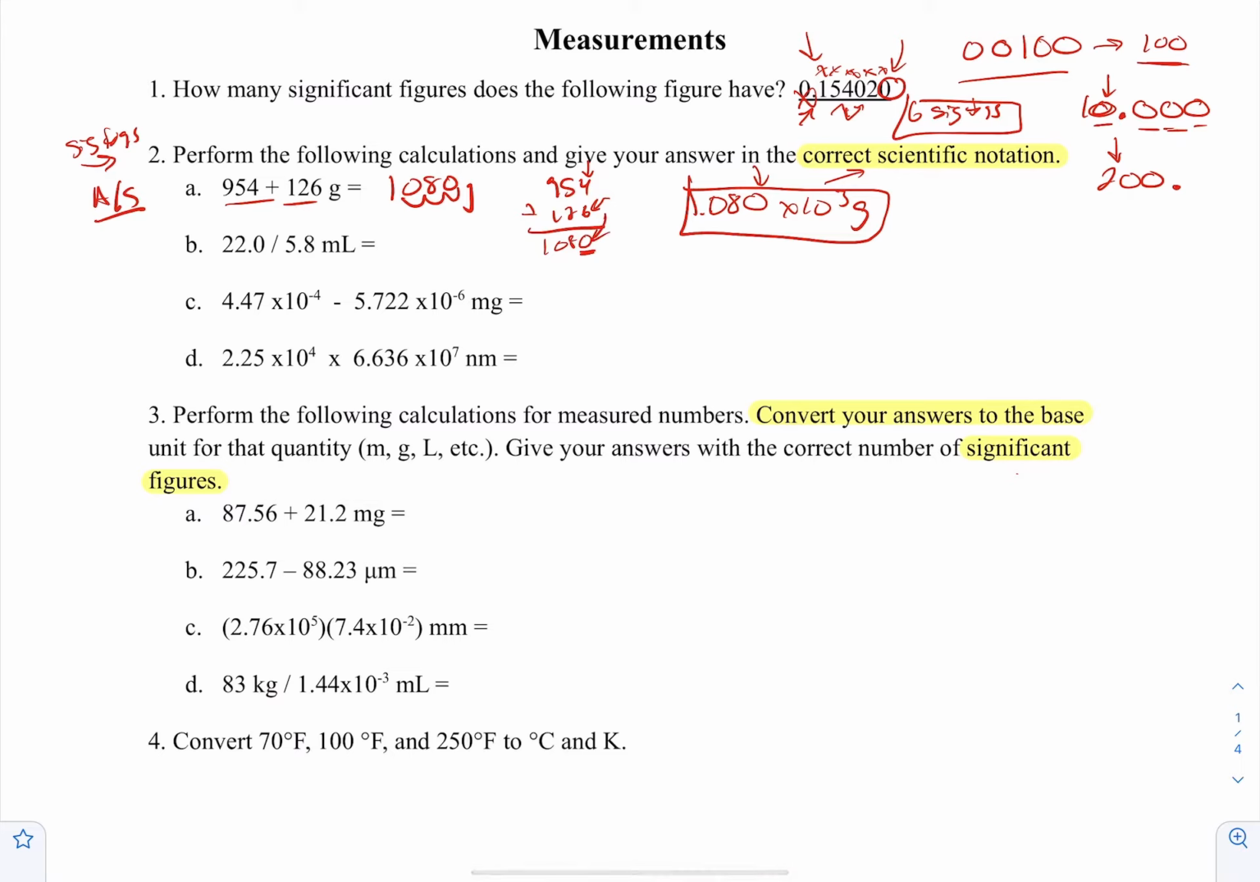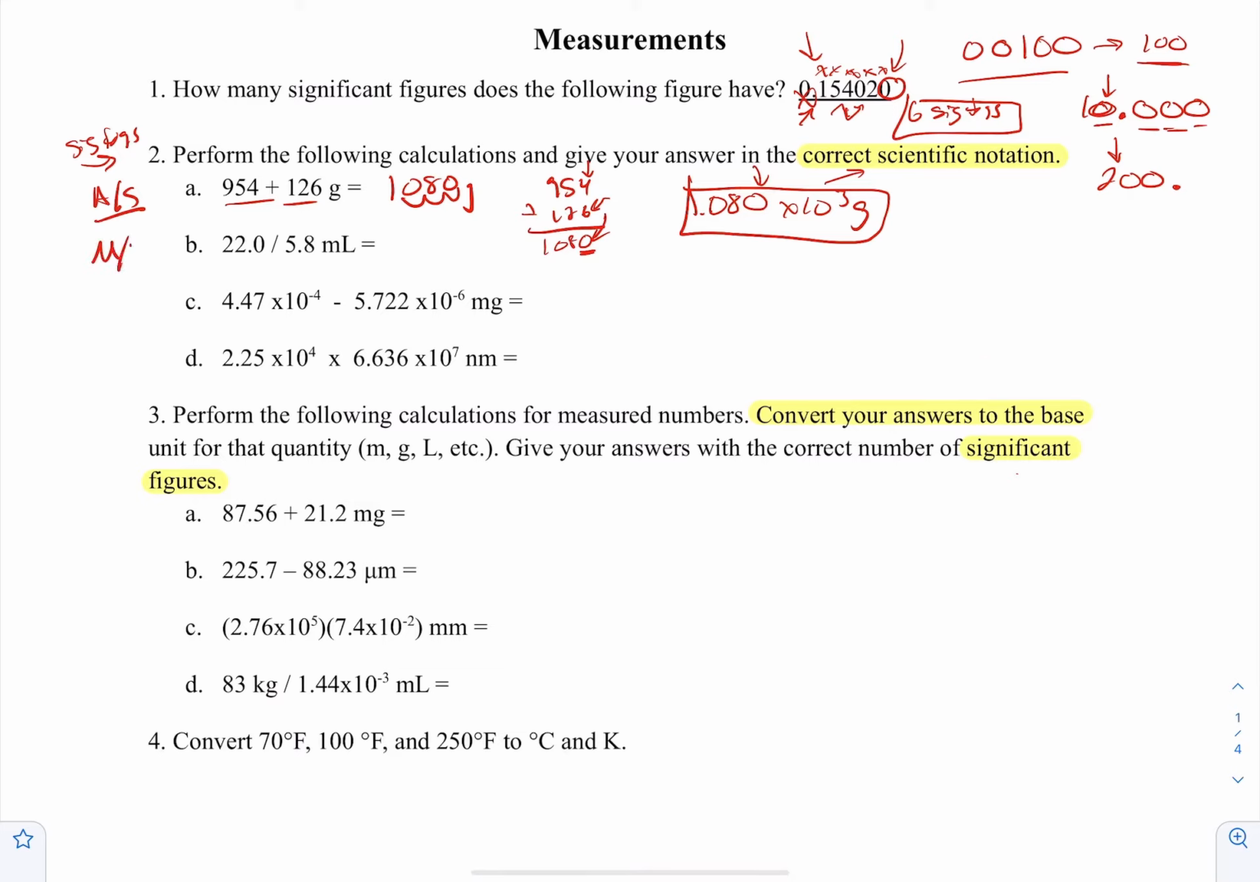If this had been, let's say, 950 plus 126, now I'm specific to this place because this 0 is no longer significant. Okay, and so my answer would have to be, let's see, if I did it this way, this would be 1,076. I would have to round it up to 1080, and then in my scientific notation, I would just put 1.08 times 10 to the 3, if the answer was 950. Sounds a little bit counterintuitive, but that's kind of how we work with sig figs in Chem 105.